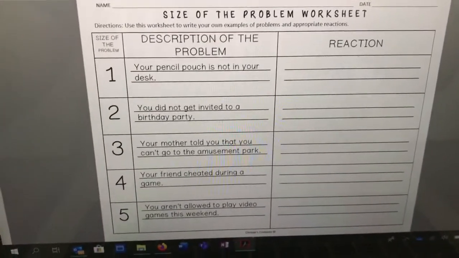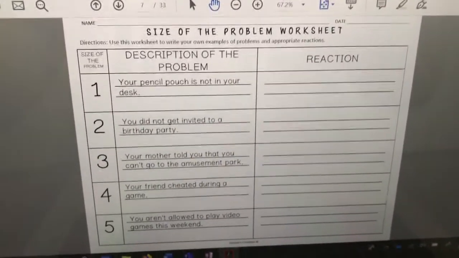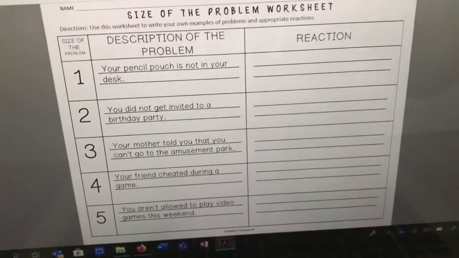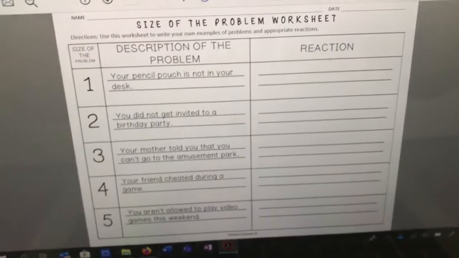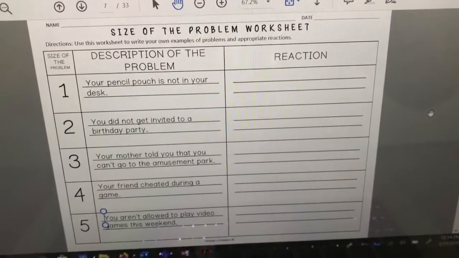Problem number 3, your mom told you that you can't go to the amusement park. This is kind of fitting for right now because we can't go out to many parks right now at all. So, what is your reaction to this problem? All right, let's see if your reaction matches mine.